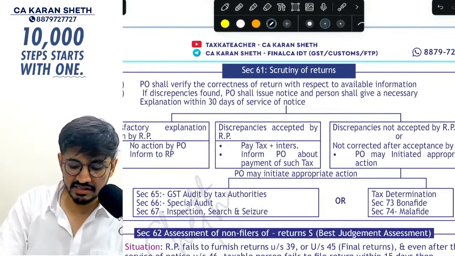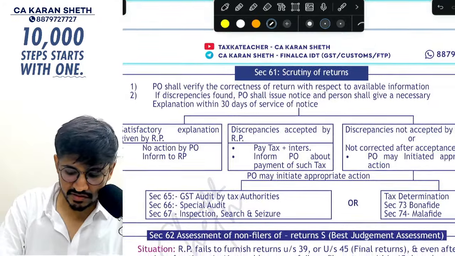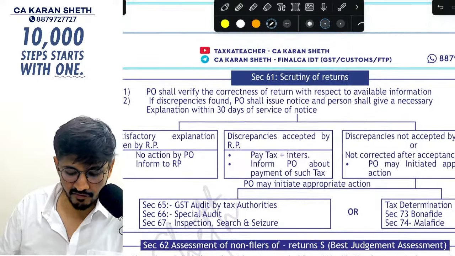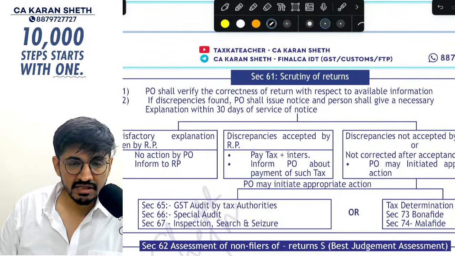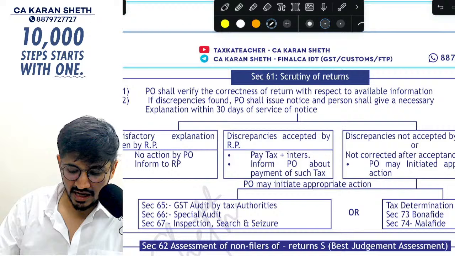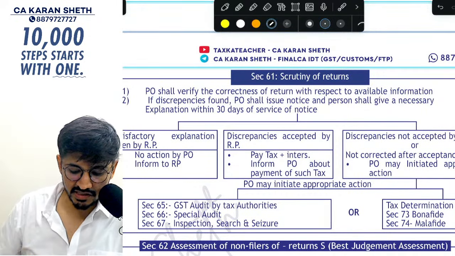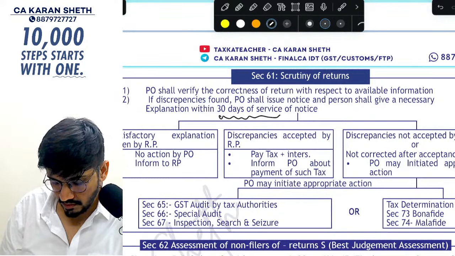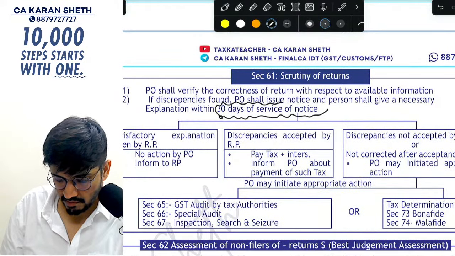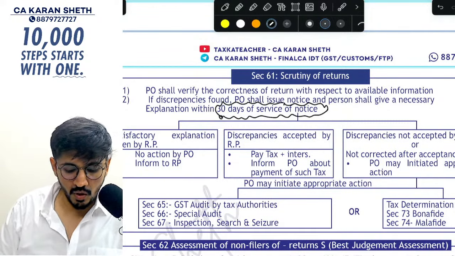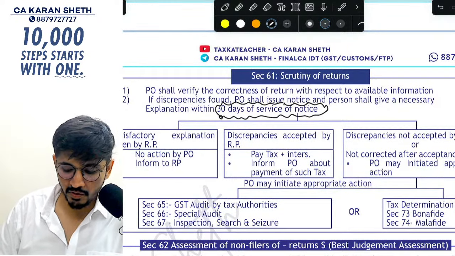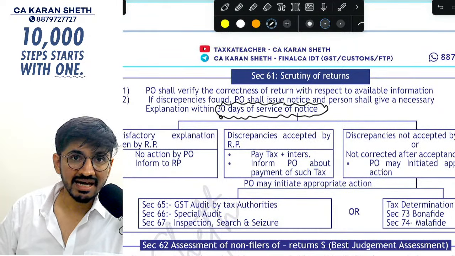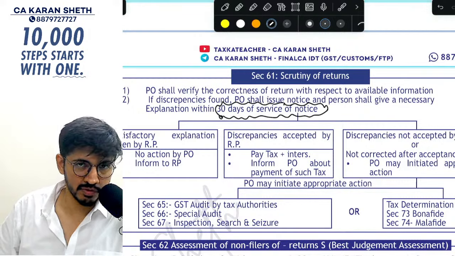Next is section 61, scrutiny of returns. Understand that the PO shall verify the correctness of the return with respect to the available information. If discrepancies are found, the PO shall issue a notice and the person shall give the necessary explanation within 30 days of service of notice. Okay. So if any discrepancies are found, the PO shall issue notice, and the person shall give the necessary explanation within 30 days of such notice, right?